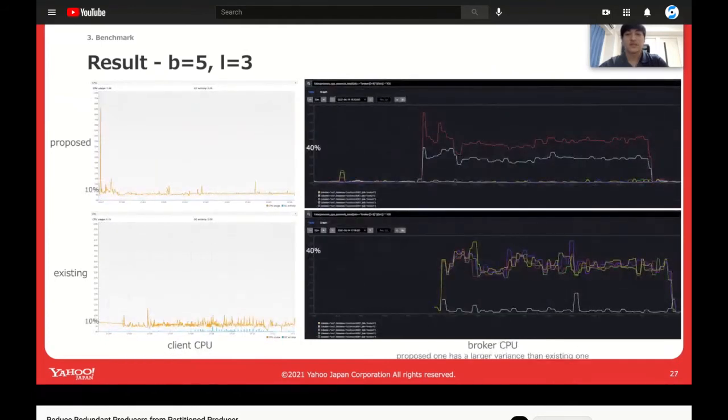CPU percentage is here. I think broker CPU percentage is interesting. These are the broker CPU percentages, because the proposed one has a larger variance than the existing one. This is the proposed one. The blue line and red line have large variance.